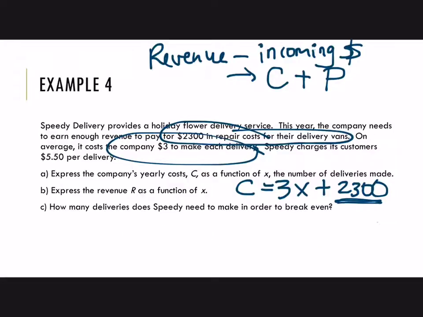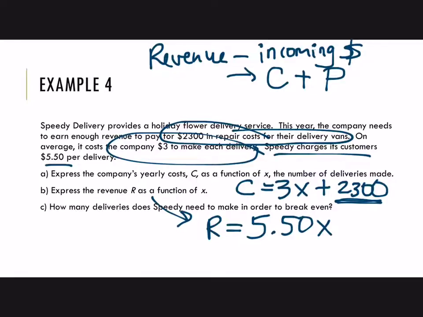All right, revenue is also a function of the number of deliveries they make, and this is just the incoming money. So how much are they earning per delivery? Well, they're charging their customers $5.50 per delivery, so that's $5.50 per delivery times x, however many deliveries they make.